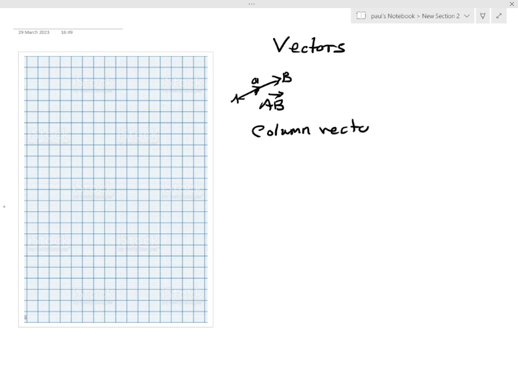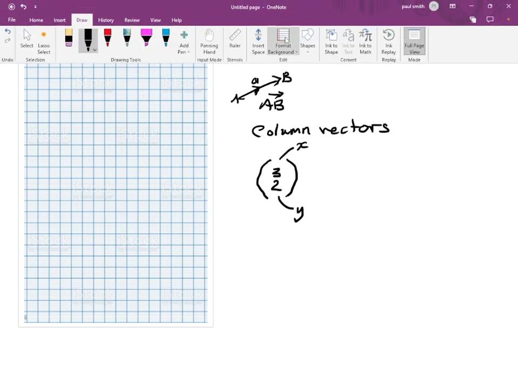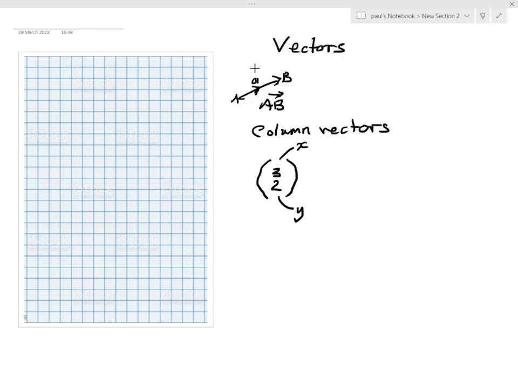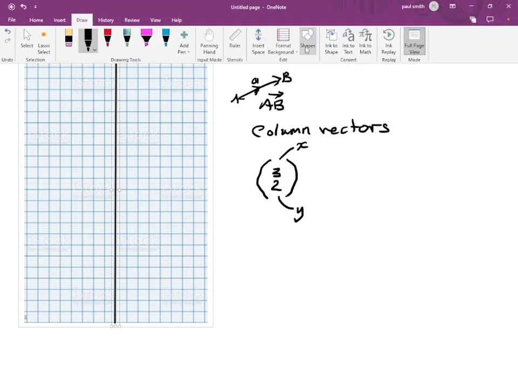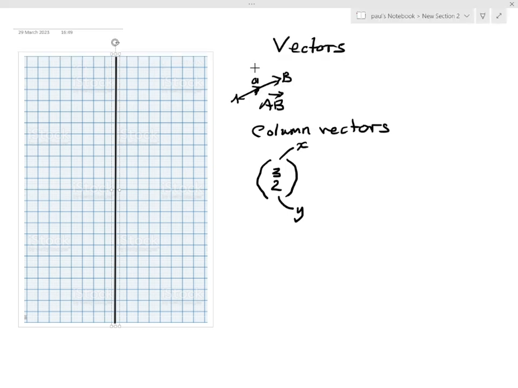And you will be asked to add and subtract column vectors. And this is what they mean. A column vector is written like this, and we've got something like (3, 2). Now the top number represents the x value and the bottom number represents the y value. So if we could quickly draw the x and y coordinates on this piece of graph paper, like that, we've got the y that goes up and down and the x that goes from side to side.